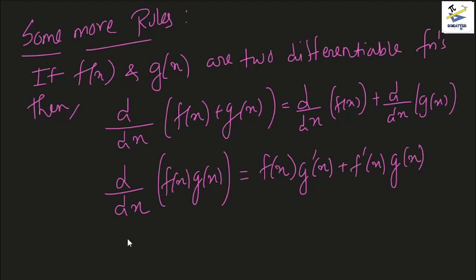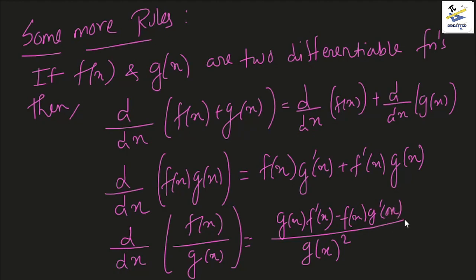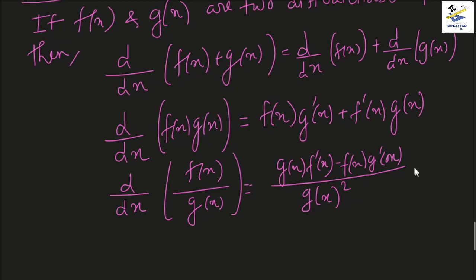And finally, if we are given two functions in the form of division like this, then the answer is simply g(x) whole squared in the denominator, and in the numerator g(x) into f dashed x minus f(x) into g dashed x. And obviously here g(x) is not equal to 0. So these are the three rules that you need to follow when solving for derivatives.